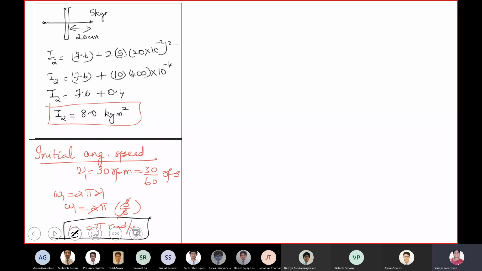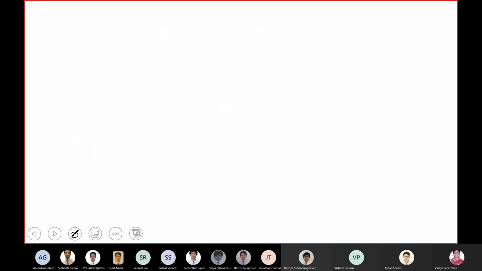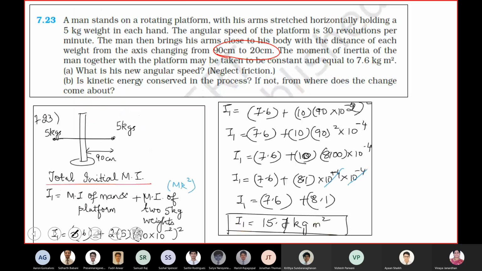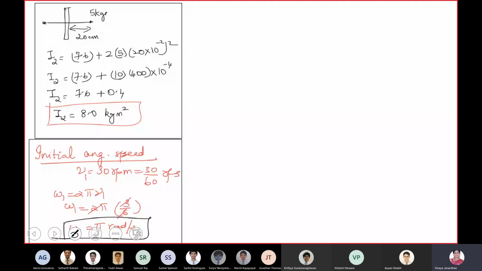Okay, fine. We'll complete this. Initial angular speed. What is the initial angular speed, boys? What was the question? 30 revolutions per minute, right? So now they're asking you, what is the new angular speed? What was the initial angular speed? How many revolutions were given? 30 RPM. Now 30 RPM, I'm converting it to 30 by 60 RPS, that is half RPS.